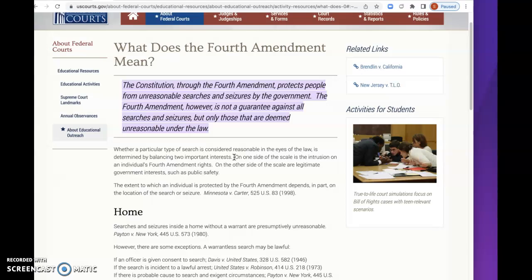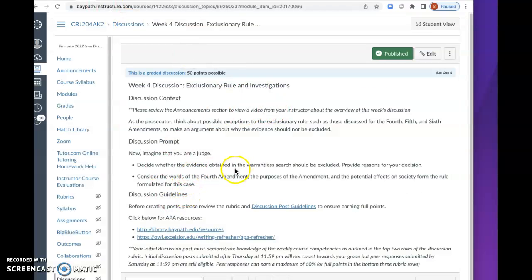Believe it or not, it is the hardest part of the job, probably the Fourth, the Fifth, and the Sixth Amendment, to know: am I in the right or am I in the wrong? So your question this week is going to be: decide whether evidence obtained in the warrantless search should be excluded. Provide reasons for your decision.